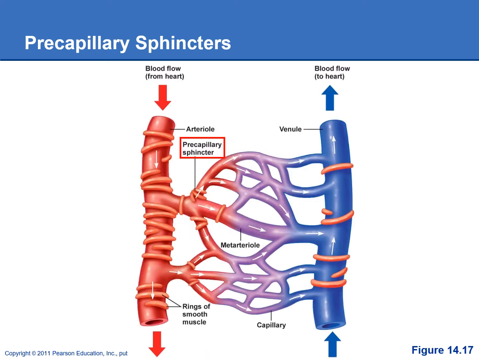And here's just a picture showing you the arteriole, and then we've got the capillary bed here, and on the other side we've got the venule taking blood back to the heart. And then notice these precapillary sphincters. So they will control the blood flowing into these capillary beds.